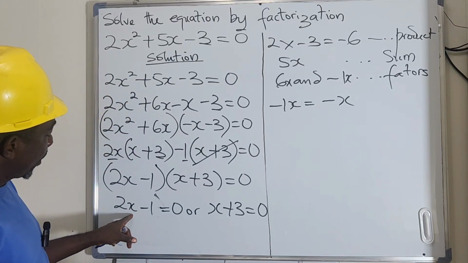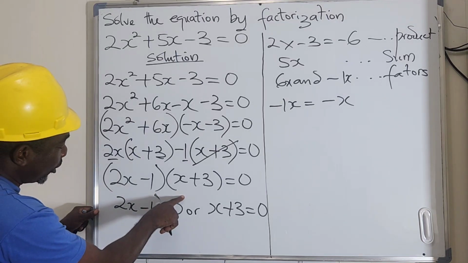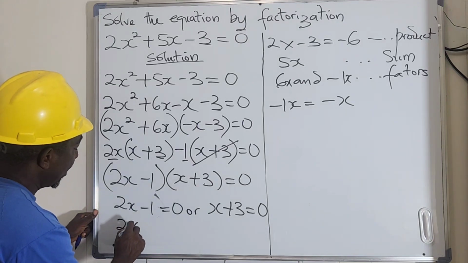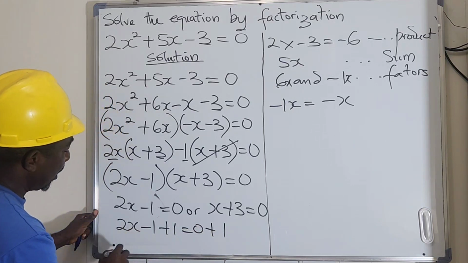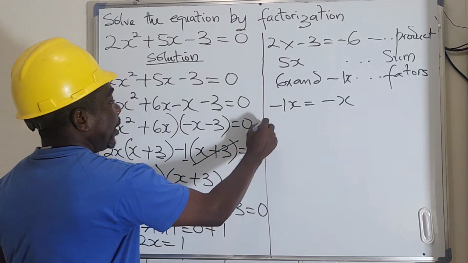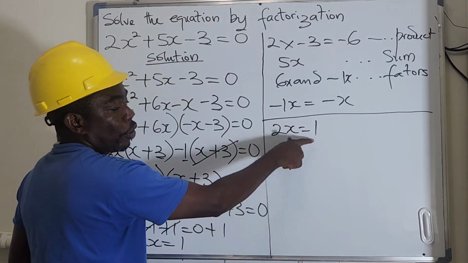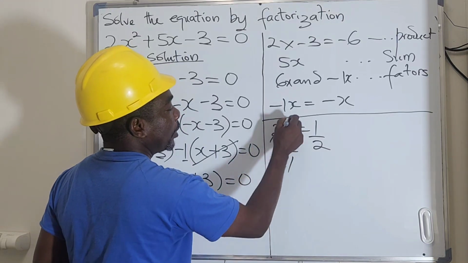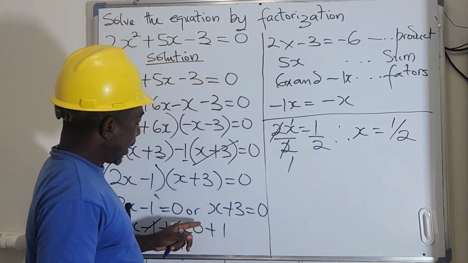So in this case, we take the first one. This one, minus 1, will be transposed to the other side. Or we can always say we add 1 to both sides. So we have 2x minus 1 plus 1 equals 0 plus 1. This one will cancel here and we have 2x equals 1. So we can divide all through by 2. Here divided by 2 and here divided by 2. 2 will cancel here, 1, 2 will cancel here, 1. Therefore, x equals 1 all over 2. That is for the first one.